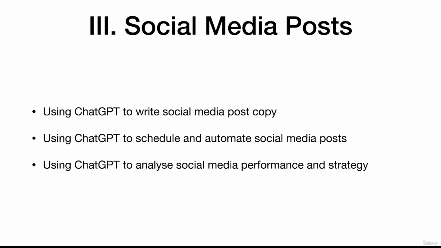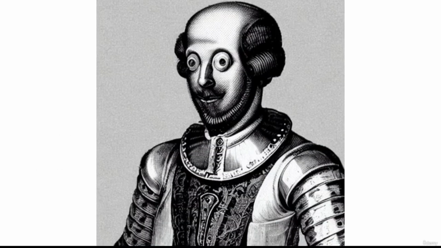Next, we'll be looking at using ChatGPT to schedule and automate social media posts. By using a tool that integrates with your social media accounts, you can set up a schedule for your posts and have AI write and post them for you. This can save you time and ensure that your social media presence remains consistent. Finally, we'll talk about using ChatGPT to analyze your social media performance and improve your strategy. AI can help you track metrics such as engagement and reach and suggest new ways to optimize your content and targeting to achieve better results.